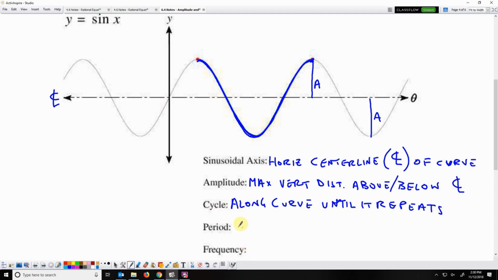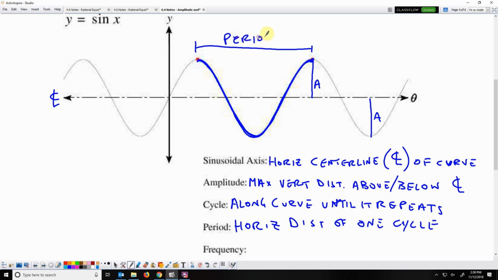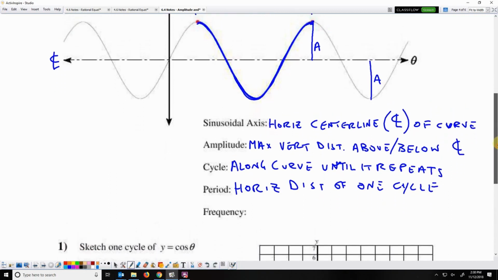A period is the horizontal distance of one cycle. Okay, so I've got a cycle highlighted here. A period is the horizontal distance of that cycle. The frequency is 1 over the period. So whatever the period is, the frequency is the reciprocal of it.